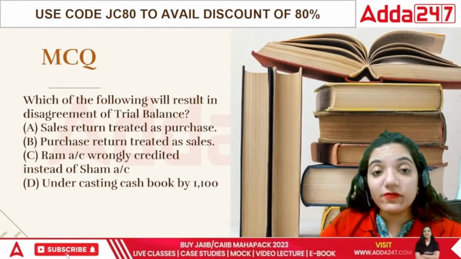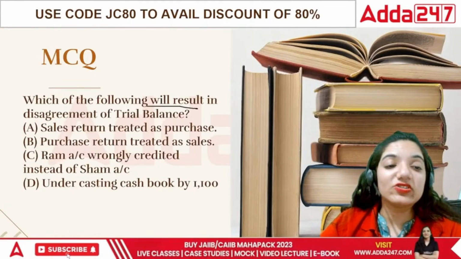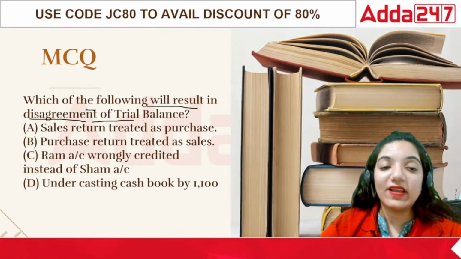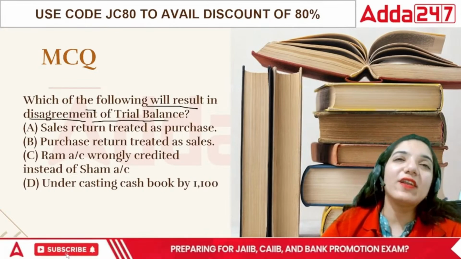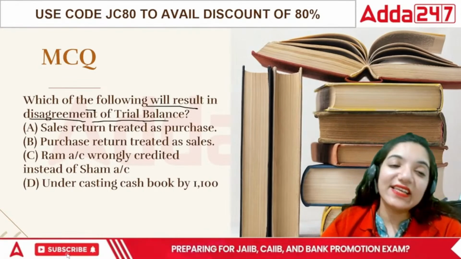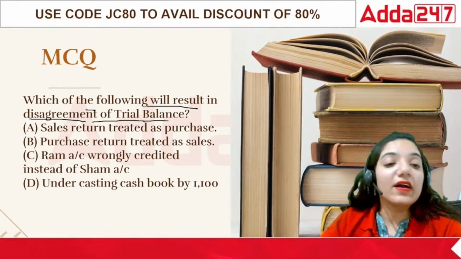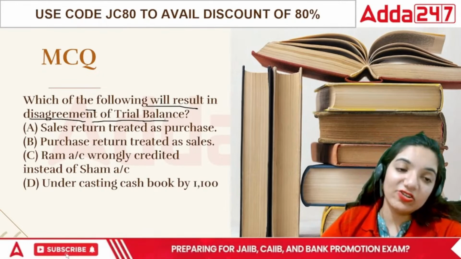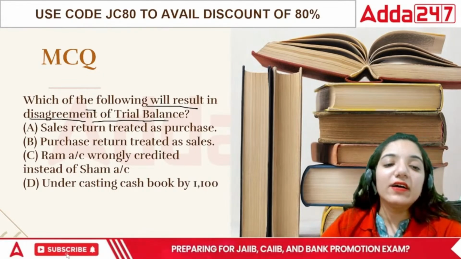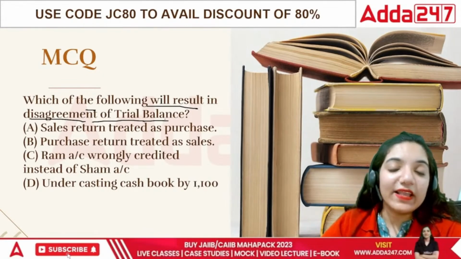Question: which of the following will result in the disagreement of the trial balance? These things will cause a problem in the trial balance. Sales return treated as purchase, purchase return treated as sales, then Ram account wrongly credited instead of Sham account, or undercasting of the book by 1100.